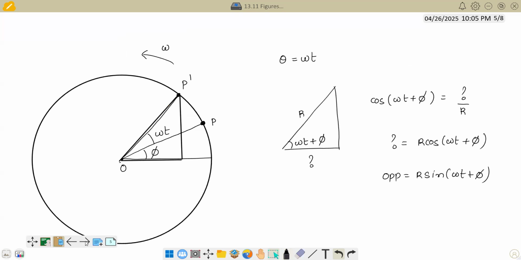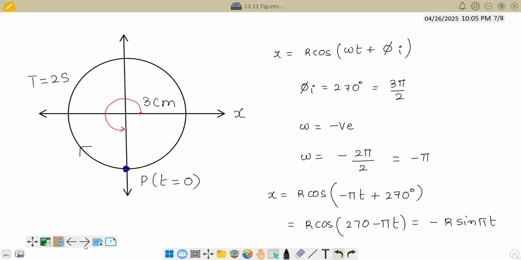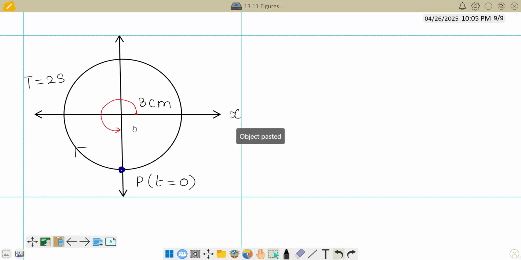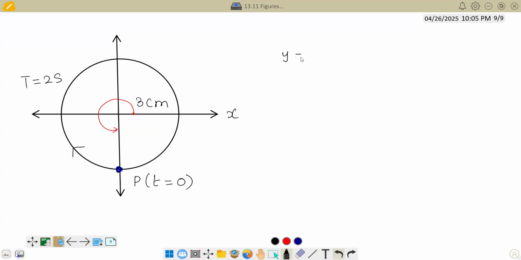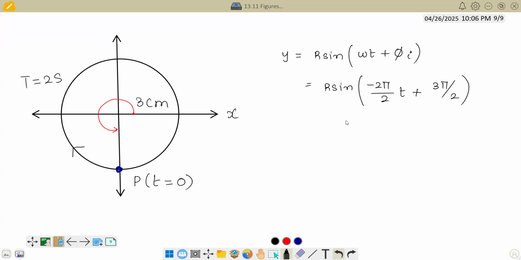Now let us try to find the values of y for the same one. For the same thing, if you need the expression in y direction, even though it is not asked, what will be the answer? Similarly, y equals r sine(omega t plus phi initial). So again, r sine, omega value, it is clockwise, so it should be negative, minus 2 pi by 2 into t, plus initial, we have seen it, 3 pi by 2. So r sine, that is 270 degree minus pi t.